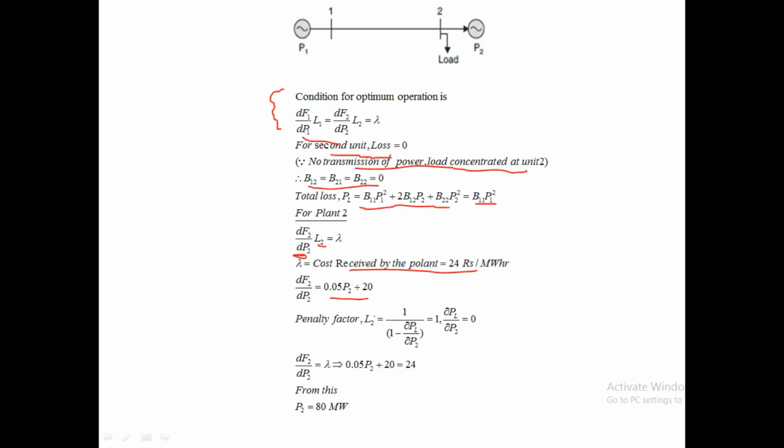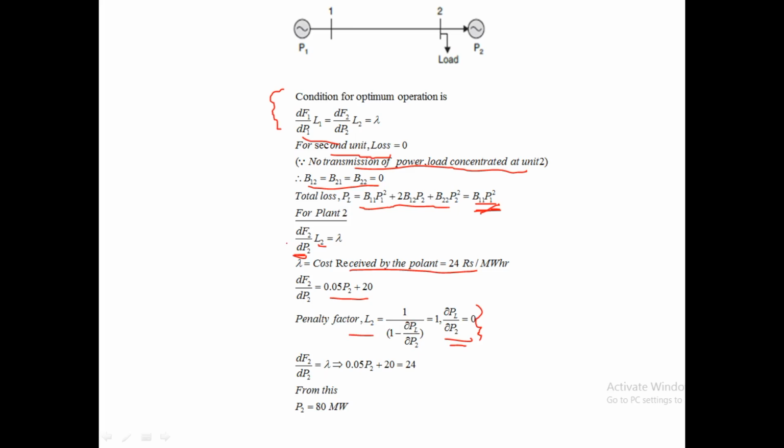The penalty factor L2 equal to 1 by 1 minus dou PL by dou P2. You can check that; we discussed it. It is equal to 1. Why is this 1? Because dou PL by dou P2 equal to 0. What we have to do is differentiate PL, which is B11 P1 square, with respect to P2. It will be equal to 0 because there are no terms containing P2 here. So dou PL by dou P2 will become 0, and the penalty factor L2 will become 1 by 1 minus 0, equal to 1.